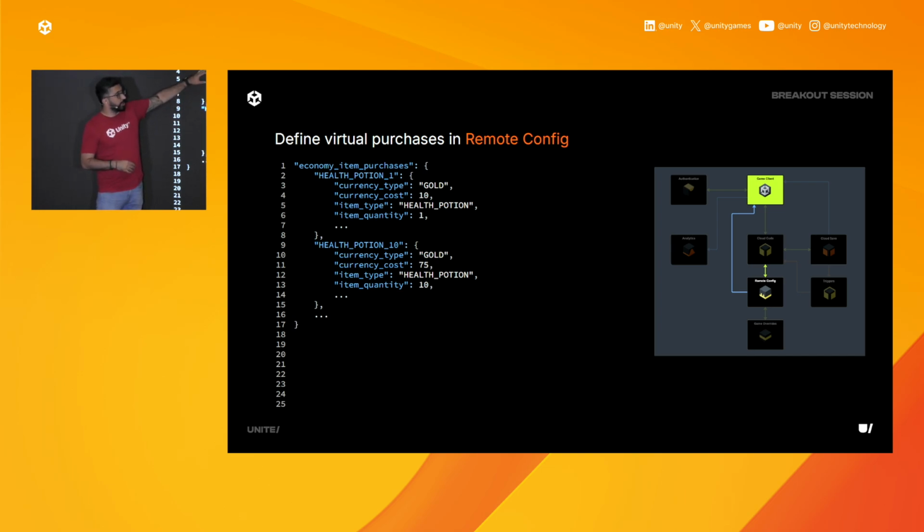And inside of here, we're going to have the currency type. So this is the type of the currency that the purchase is going to take. So in our case, gold. The cost in that currency. So for this one potion, it's going to cost us 10 gold. For 10 potions, it's going to be 75 gold to make the bundle worthwhile.